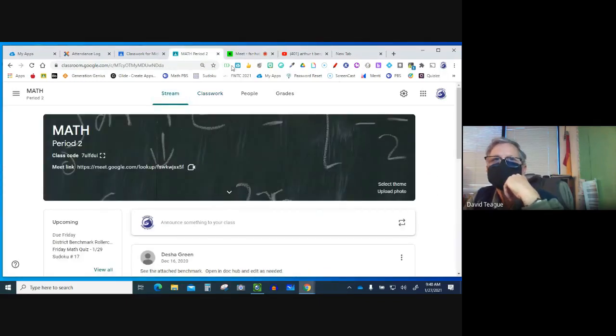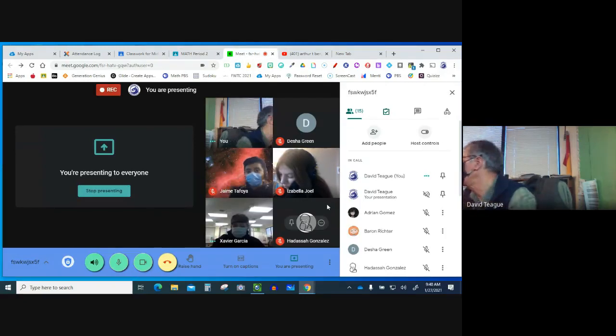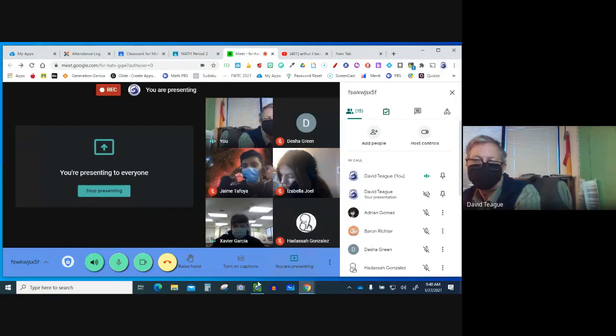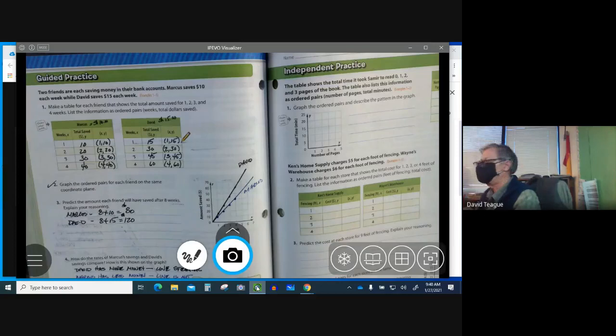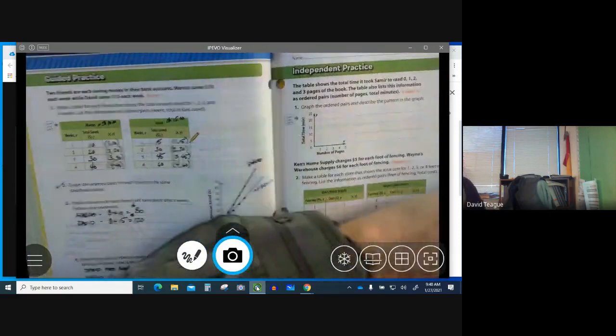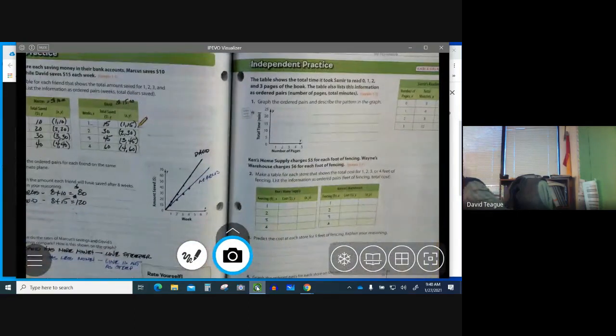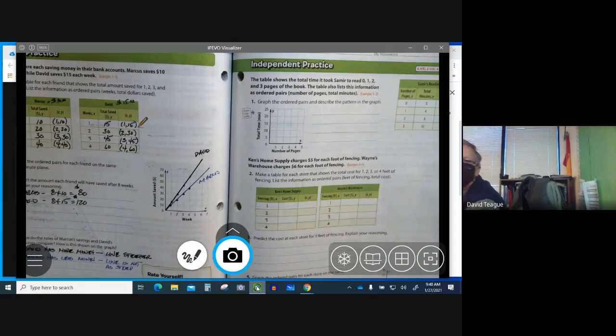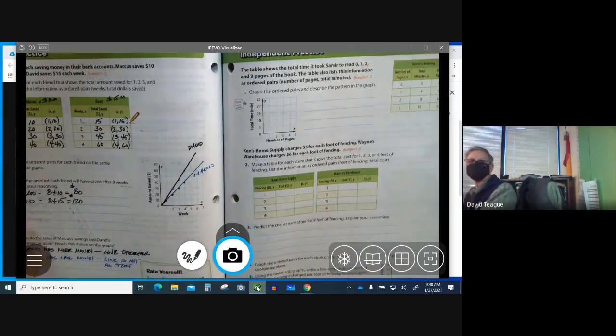Okay, so page 305 in your math book. We're going to finish this up. And then we'll see how long this takes, and then I'm going to give you some time to do your Ed puzzle. Okay, so this is page 305 in your textbook. You might need a little bit more light, maybe. Yeah, that's probably better. Okay.